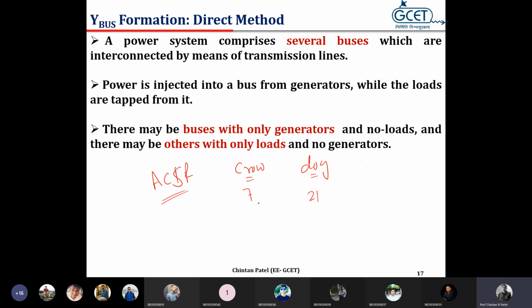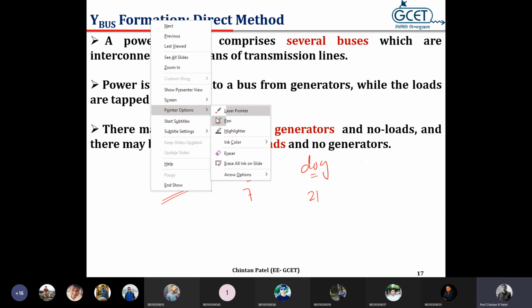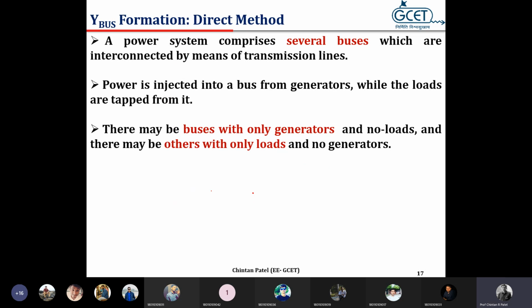So depending upon their area, the resistance and inductance, which are series parameters, are different. So as the impedance of the two conductors is different, between two buses the total impedance of the line will be different.